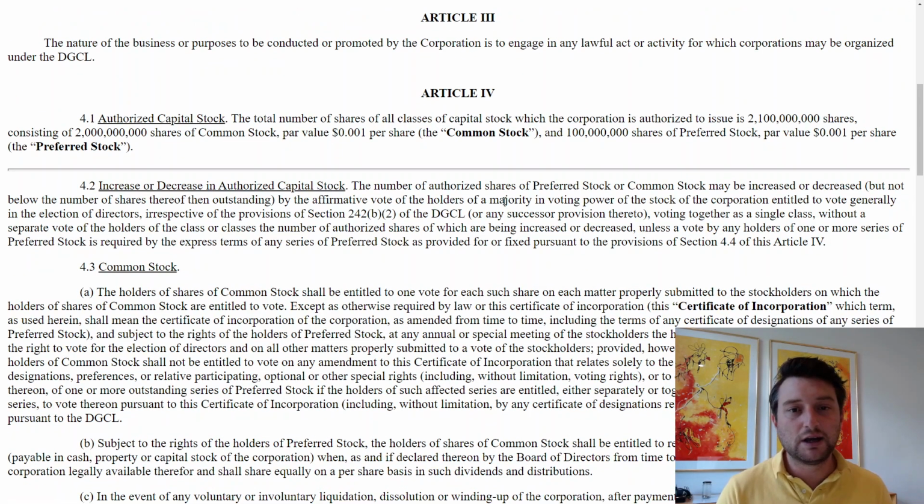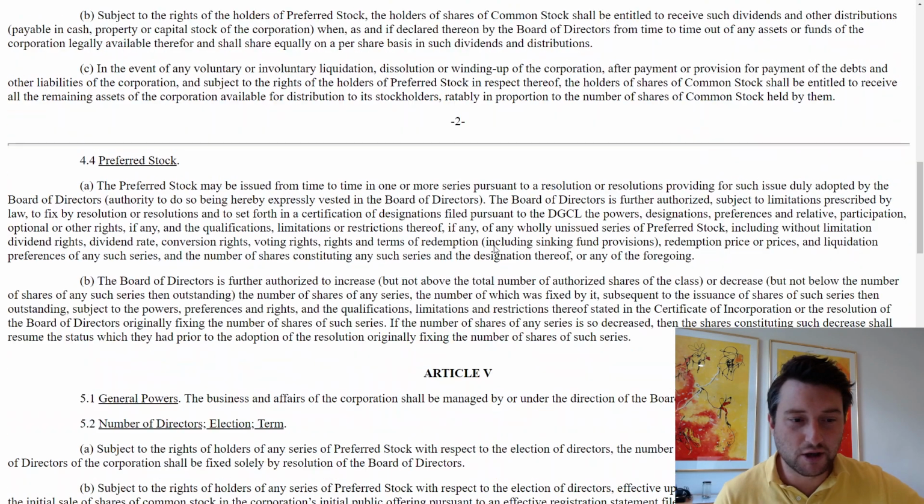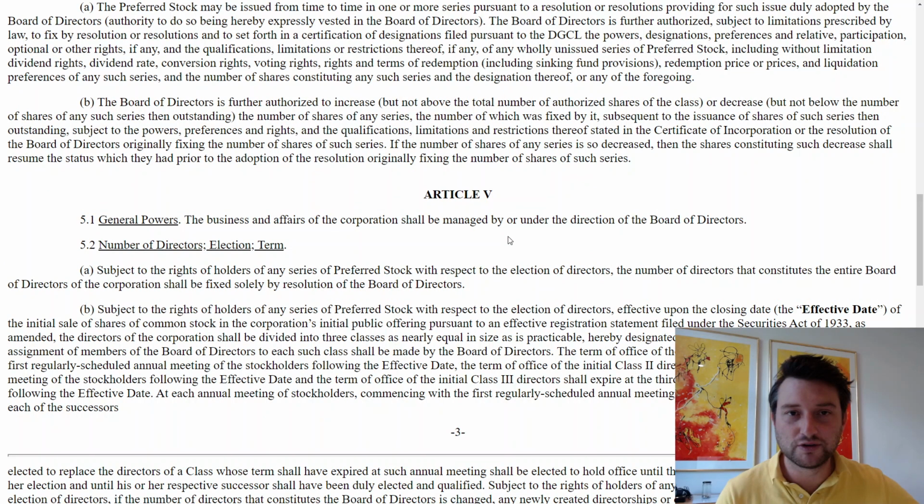So Tesla is issuing common stock, so 2.1 billion shares, right? 2 billion shares are going to be common stock with a par value of 0.001 cent. And then they've got 100 million shares of preferred stock out there. Okay, that's a lot of stock. And then there's additional provisions here on increase or decrease in authorized capital stock, more information on common stock and preferred. So again, if you want to have these additional pieces as part of your company, you're going to have to include them, so they're optional in that regard.